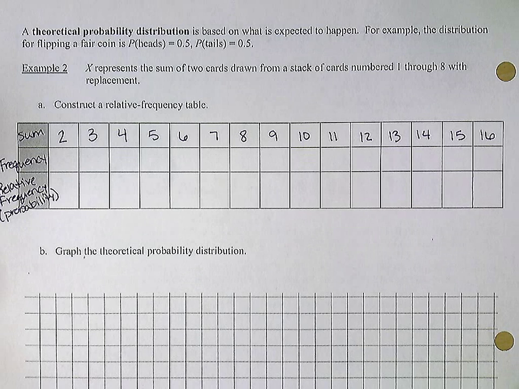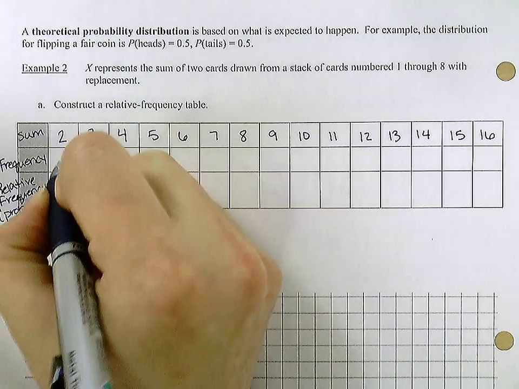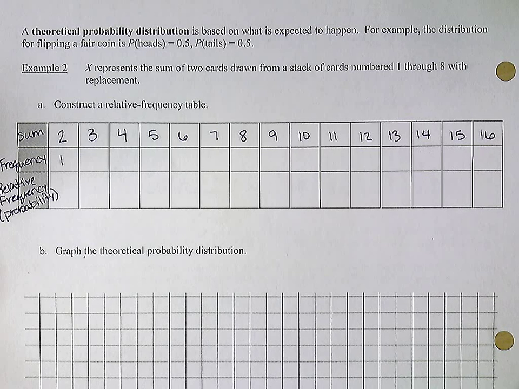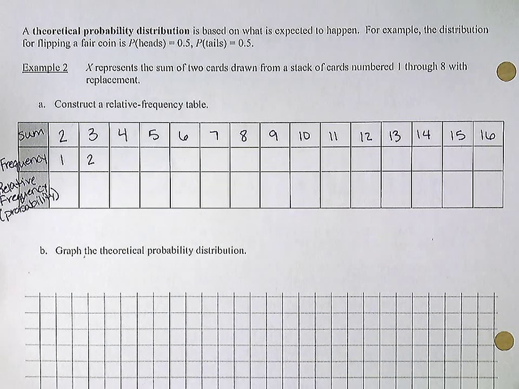Now we want the frequency. This one is a little bit more challenging. So in order to get a sum of 2, how many ways could I get a sum of 2 by drawing my cards? Only one, right? I'd have to draw 2 1s in order to get a 2. Now to get a sum of 3, how many different combinations could I have? 1 and a 2. So I could draw a 1 and then a 2, or I could draw a 2 and then a 1. Okay? So I have 2 different ways that I could have a sum of 3.